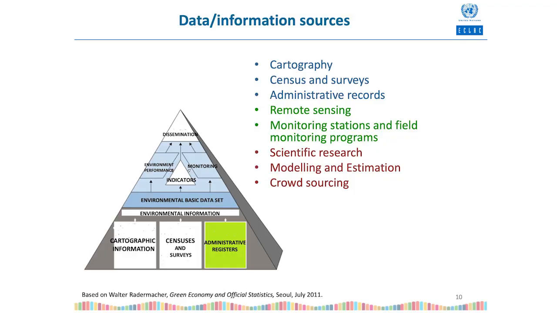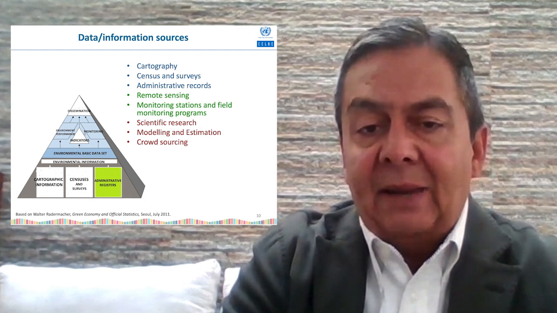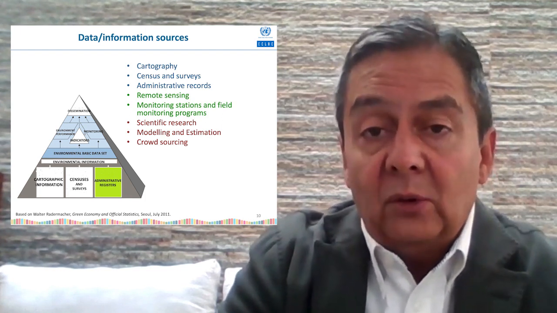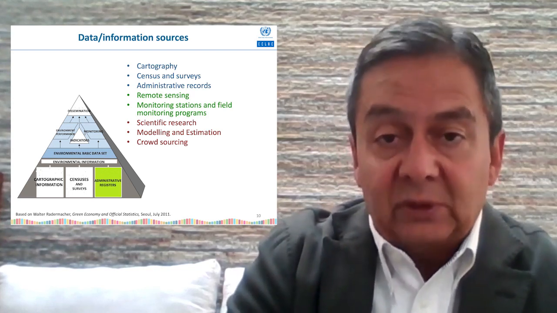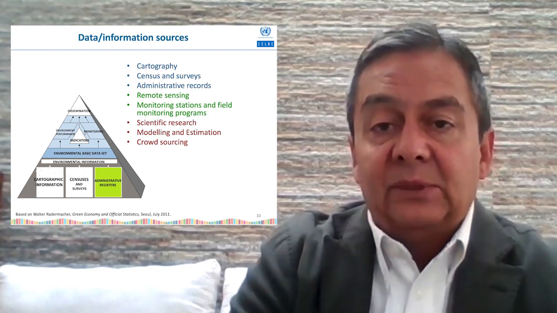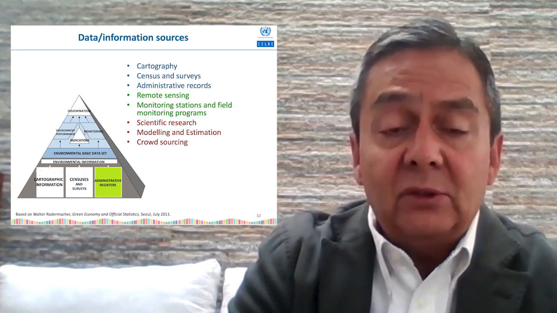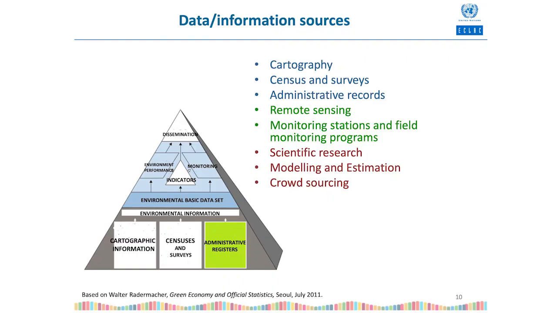Where does data come from? Environmental information can come from three different sources: cartographic information, censuses and surveys, and administrative records. But besides that, it can also be obtained from remote sensing, from monitoring stations, from scientific research, from modeling and estimation, and also from crowdsourcing. Once we have an environmental basic data set, we can construct indicators, and after that, we can disseminate all information to the public in general.